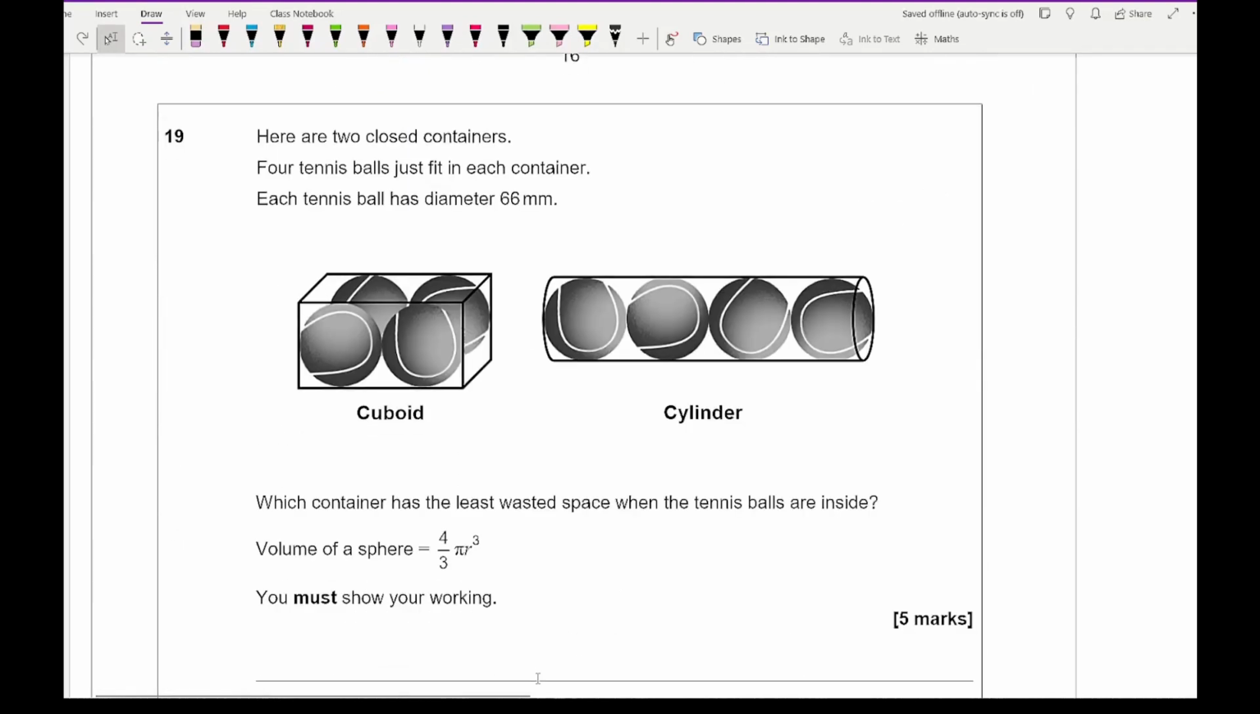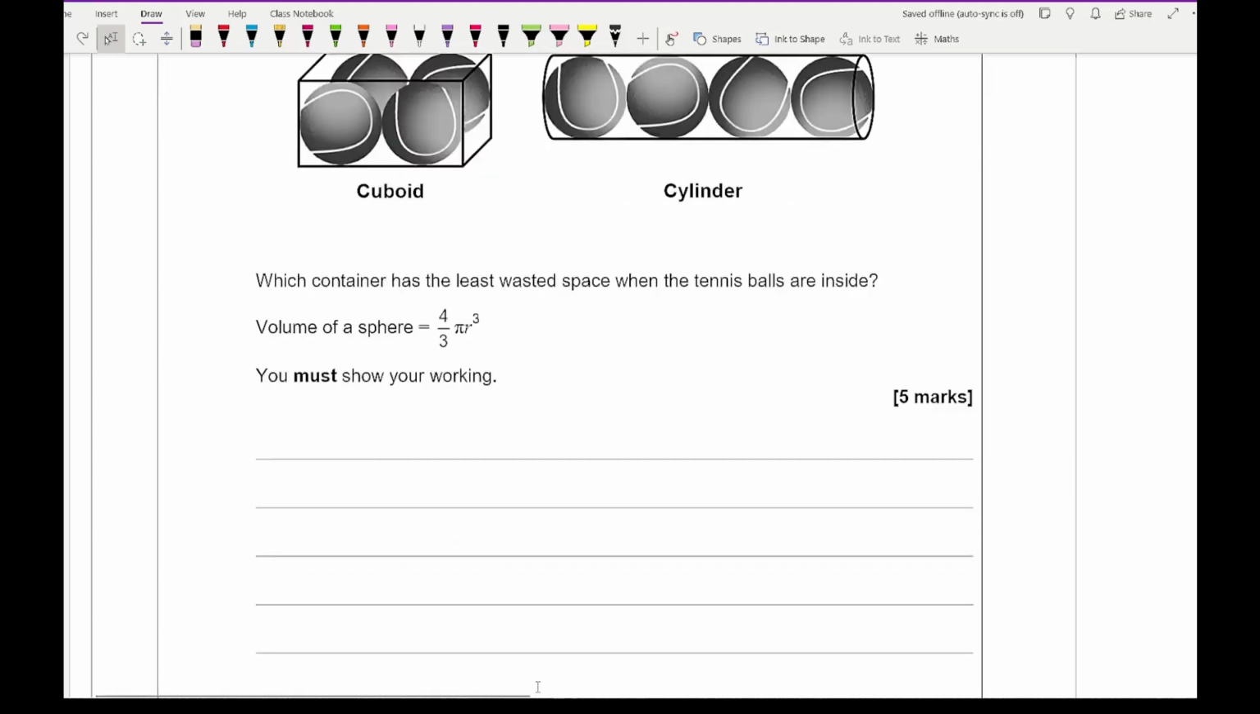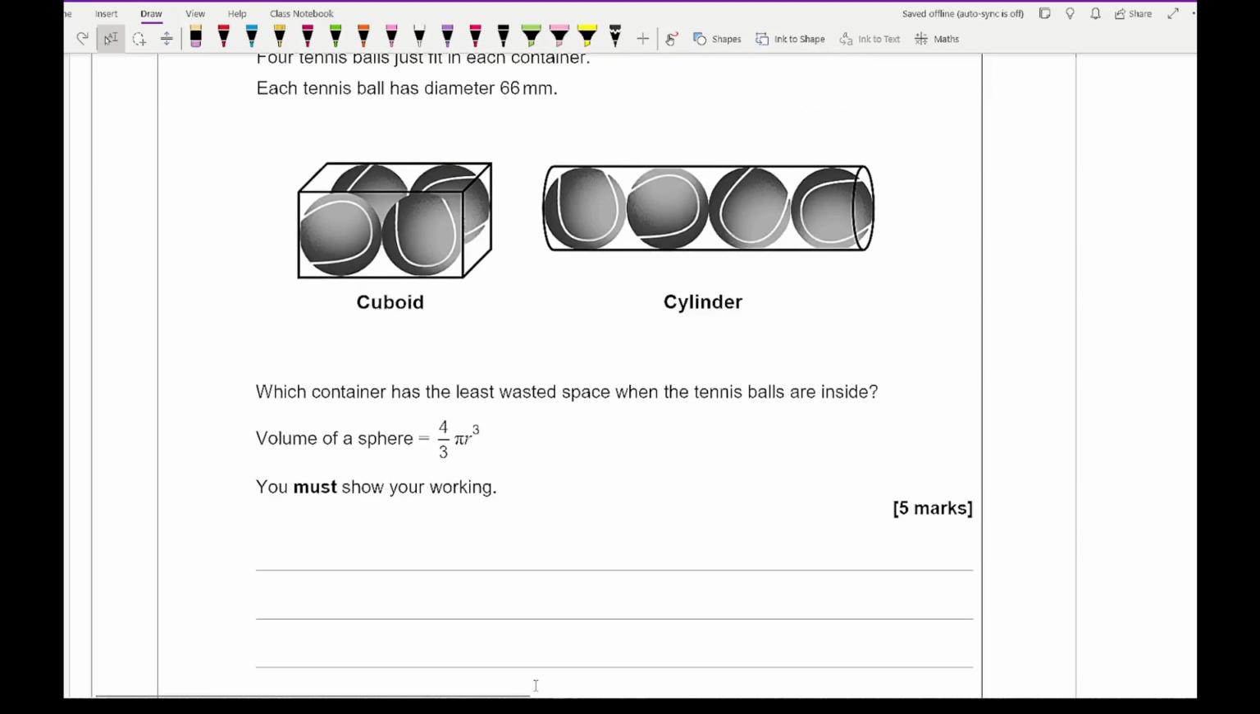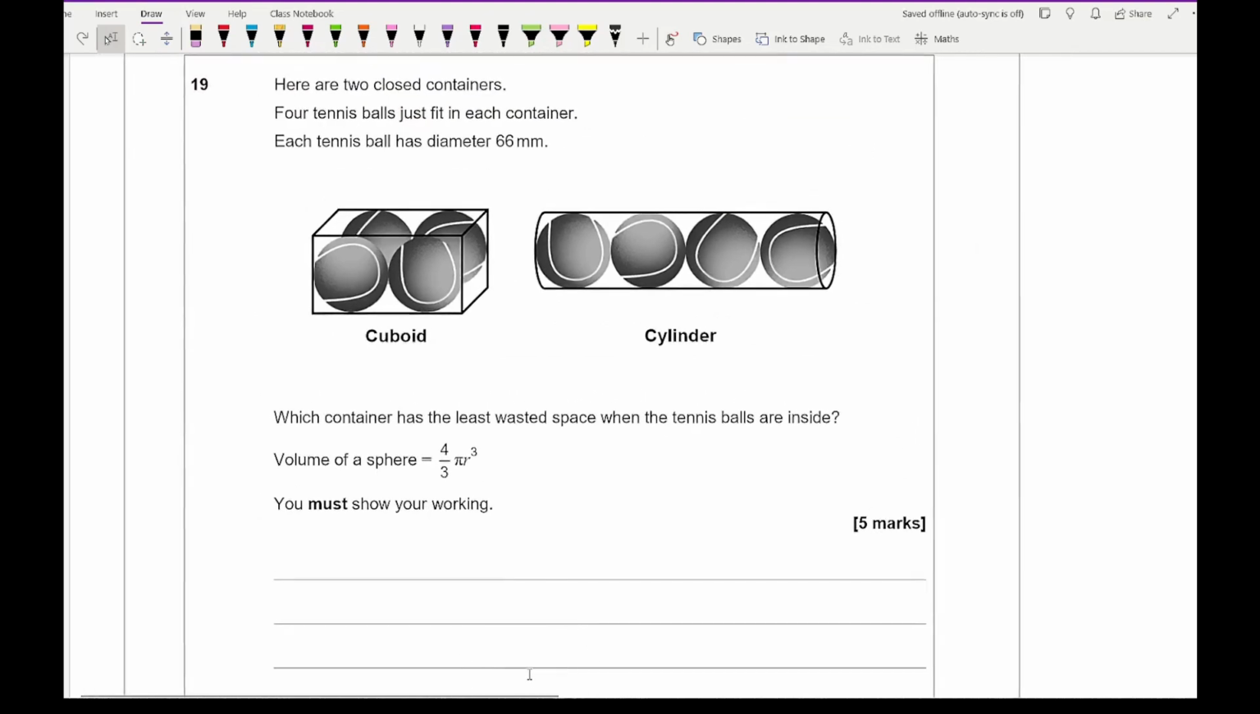Moving on to question 19, it says here are 2 closed containers. 4 tennis balls just fit in each container. Each tennis ball has a diameter of 66 millimeters. Which container has the least wasted space when tennis balls are inside? And it gives us the volume of a sphere, which is 4/3 pi r cubed. So for this, first of all, let me zoom out so we can see it all on the screen.